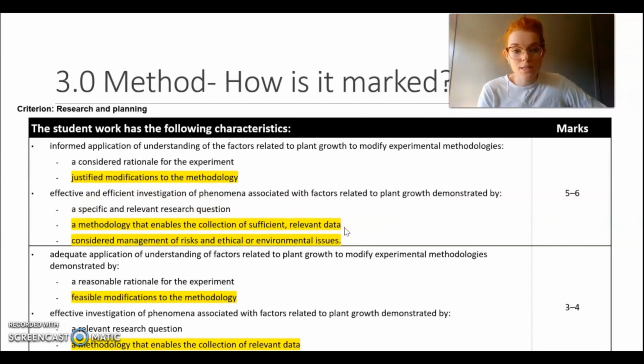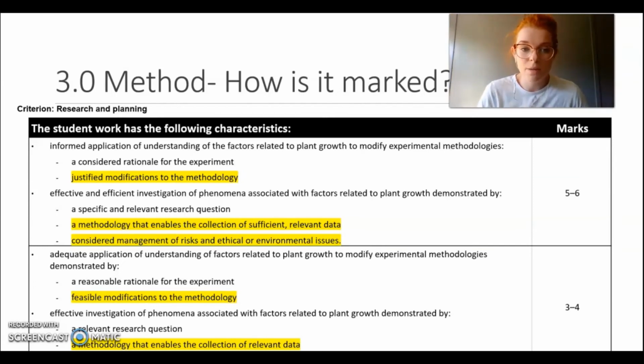Methodology that enables sufficient and relevant data collection. The difference is the sufficient data. So if you are not getting enough data, then that's going to affect your grade here. We like to talk about having 15 data points so that you have enough data that you could find a trend using your averages and things like that.